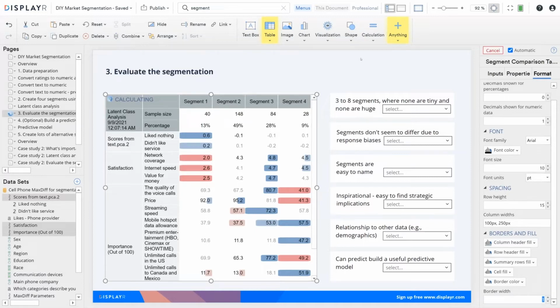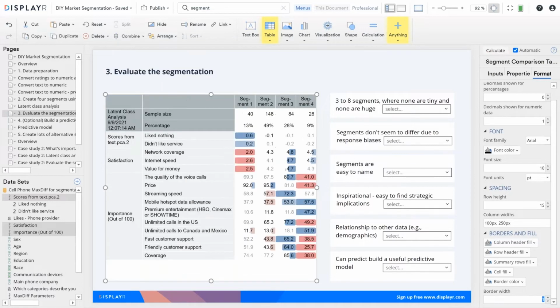Okay, so let's start evaluating our segmentation. The first thing we want to look at is, do we have between 3 to 8 segments? I'm not saying you must always have 3 to 8 segments, but most segmentations are in this range. When I say most, maybe 99.99%.